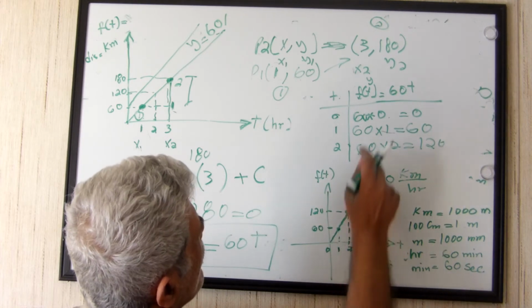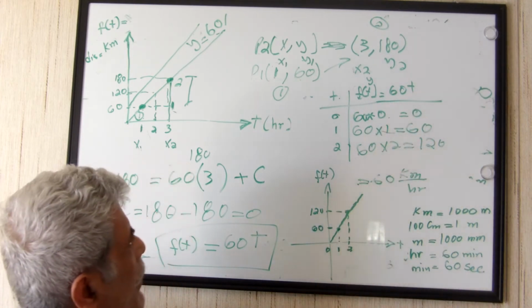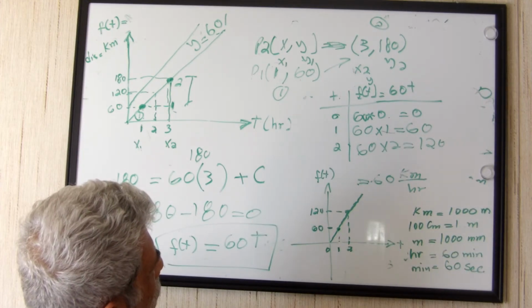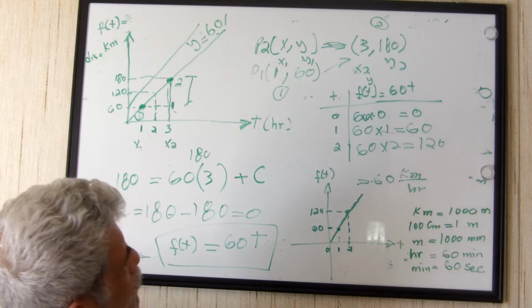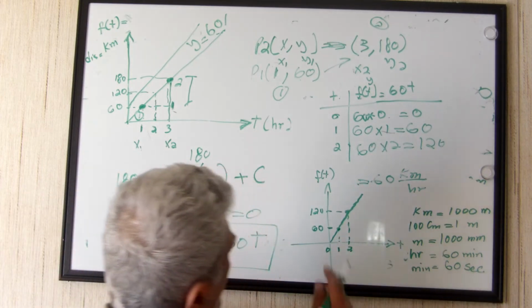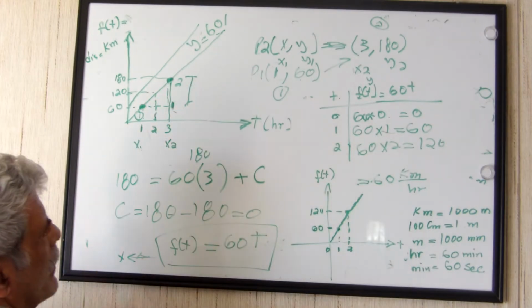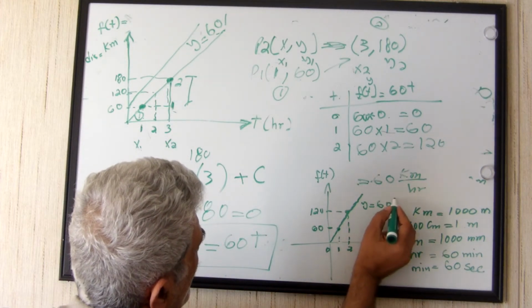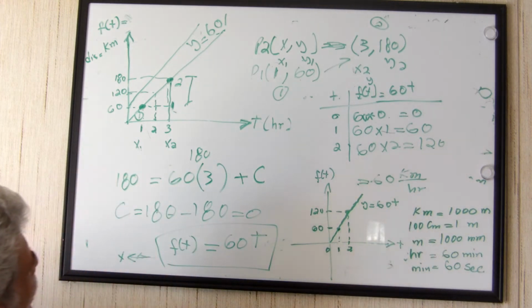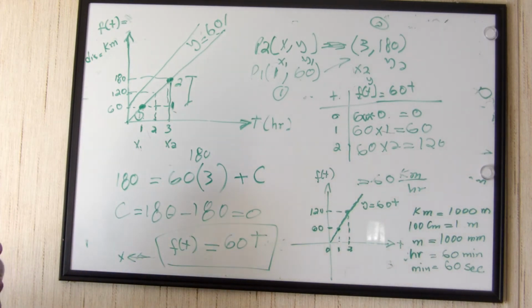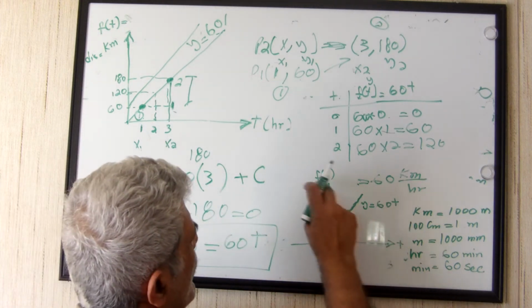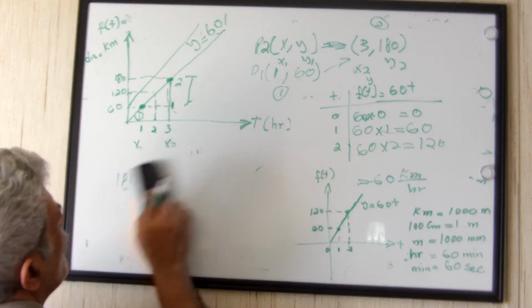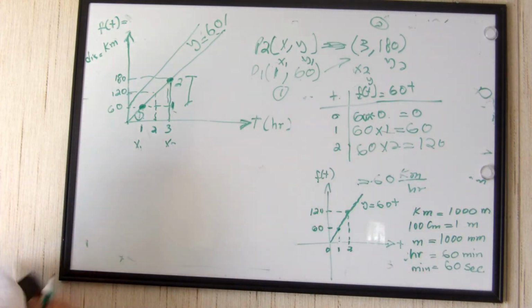We have the equation, we have the function, and then we put the value there. And see, this is the same thing. This is y is equal to 60t. It means you can change the time, and this one is going to change. Okay, I just want to tell you what kilometer per hour means.